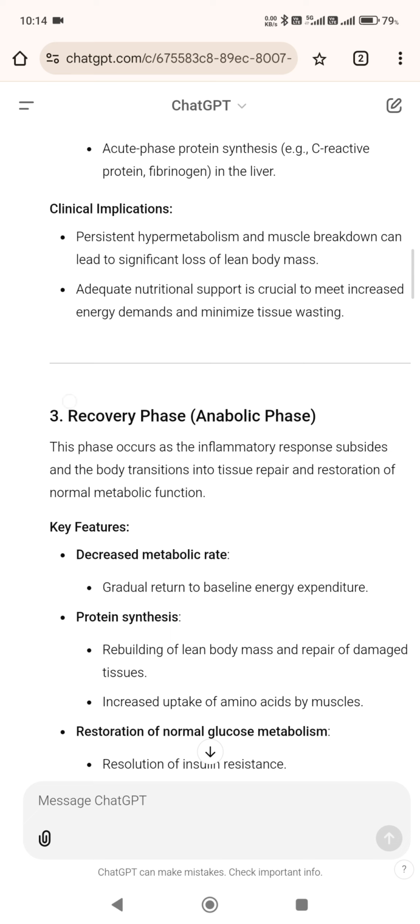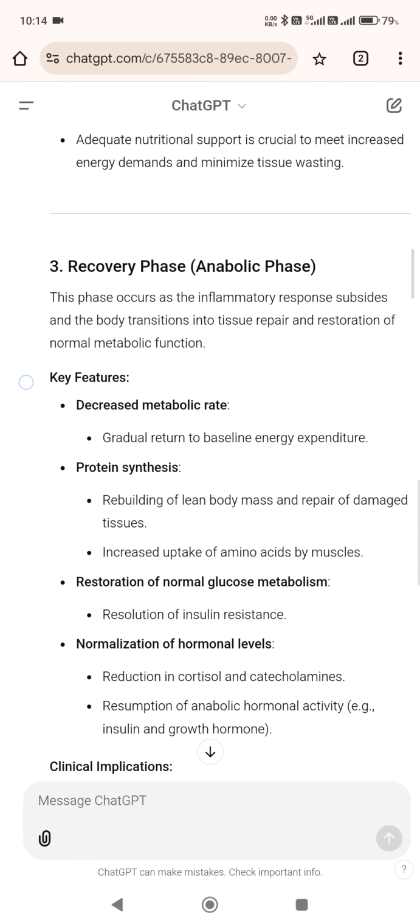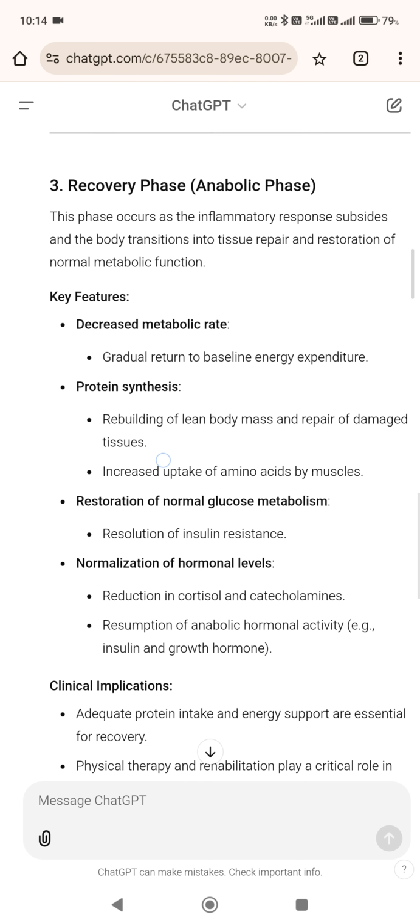Clinical implications: persistent hypermetabolism and muscle breakdown can lead to significant loss of lean body mass. Adequate nutritional support is crucial to meet increased energy demands and minimize tissue wasting.